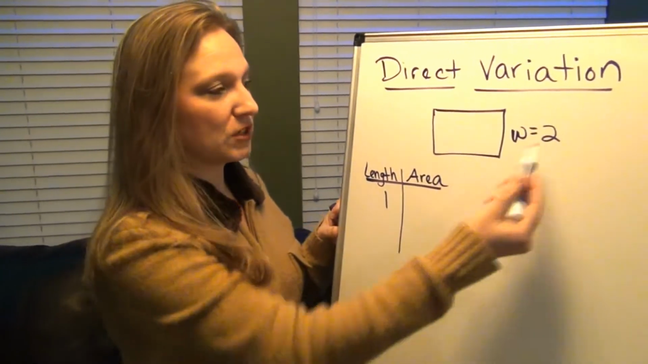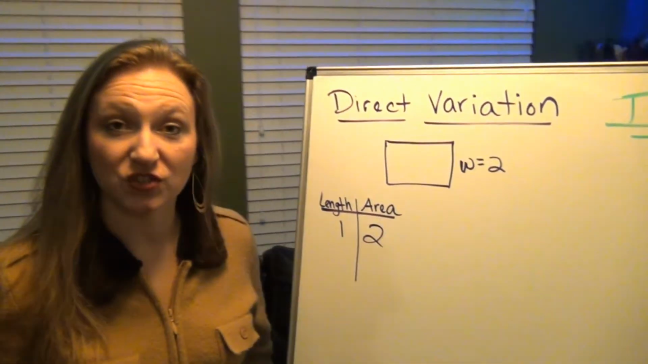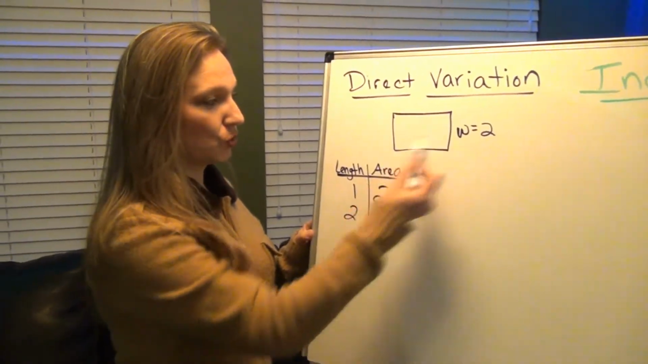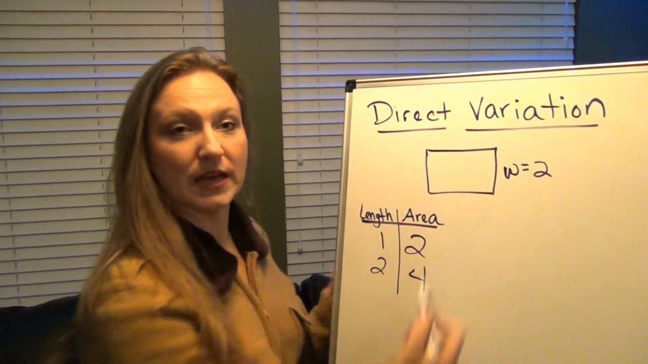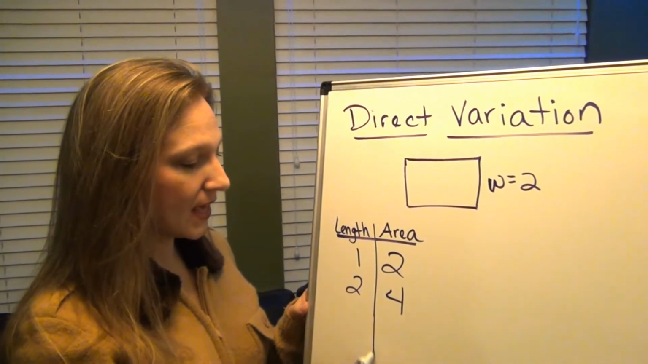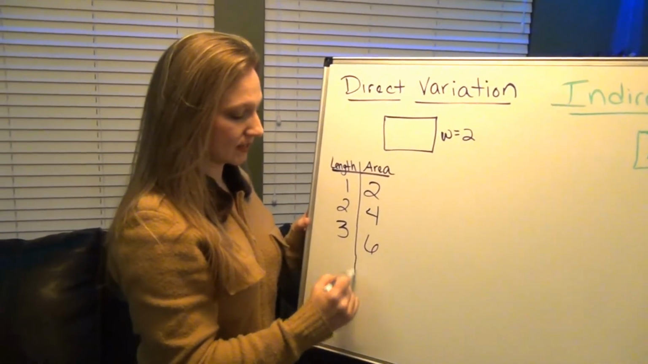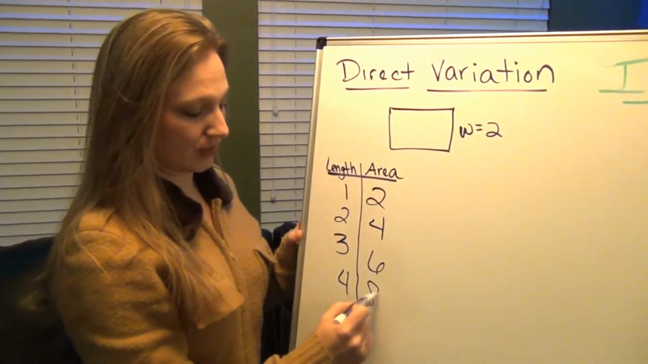Well, the area would be 2 times 1. That would be an area of 2. Let's pick another length. How about 2? 2 would give us an area of 4. 2 times 2 is 4. If we had a length of 3, 2 times 3 is 6, and so on. 4 times 2 is 8.